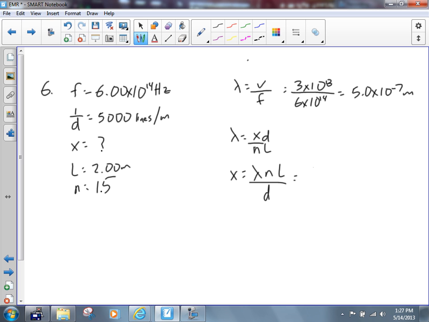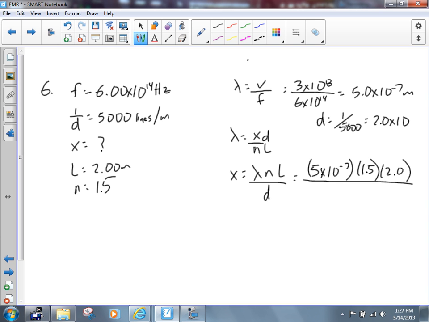Let's sub that in. 5.0 times 10 to the negative 7 times n, which is 1.5, times L, which is 2.0. Let's divide that by d. We don't know what d is either, but we can find it. d is equal to 1 over 5,000, which is 2.0 times 10 to the minus 4 meters. When we do the work on that one, it should work out to be 7.5 times 10 to the negative 3.